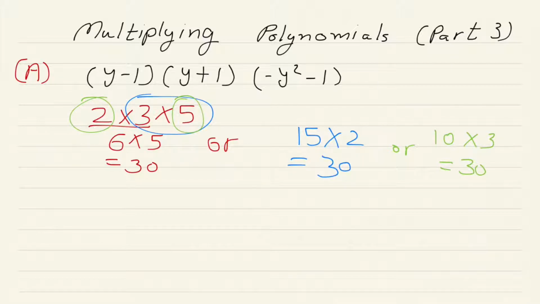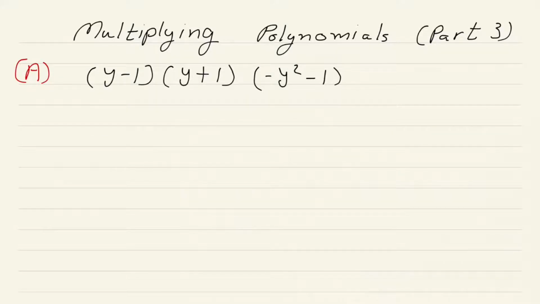Let me erase this. Similarly, we can multiply these three binomials by multiplying two binomials first and then multiplying that answer by the third binomial. I will show you all three ways, all three groupings. So let's begin by grouping the first two binomials first and solving that first. So that's this part right here.